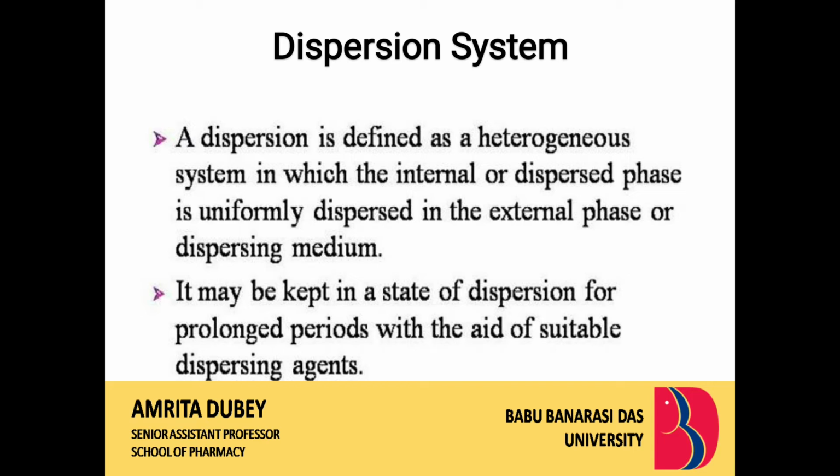So, what is the dispersion? Dispersion is defined as a heterogeneous system in which the internal or dispersed phase is uniformly dispersed in the external phase or the dispersion medium. It means the dispersed phase is uniformly distributed in the dispersion medium, but it will not homogeneously solubilize. There will be two phases, in which one phase is called the dispersed phase and the other is called the dispersion medium.